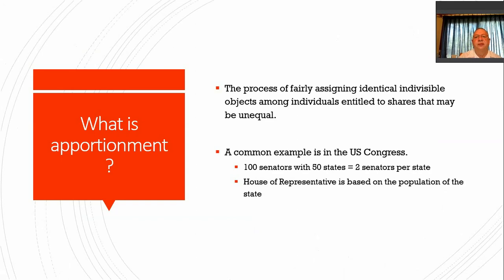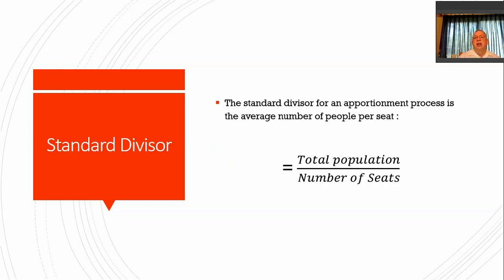A common example is in the U.S. Congress. 100 senators with 50 states, and we get 2 senators per state. The House of Representatives is apportioned based on the population of the state. But what we would like to do is take the seats we have been allocated and then spread them across the state. So this is what we're going to do.